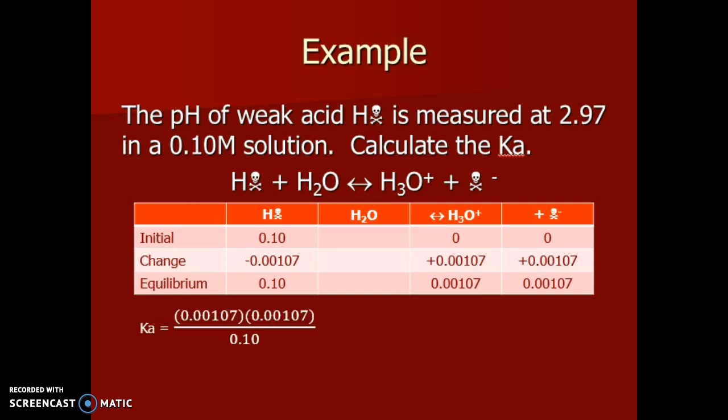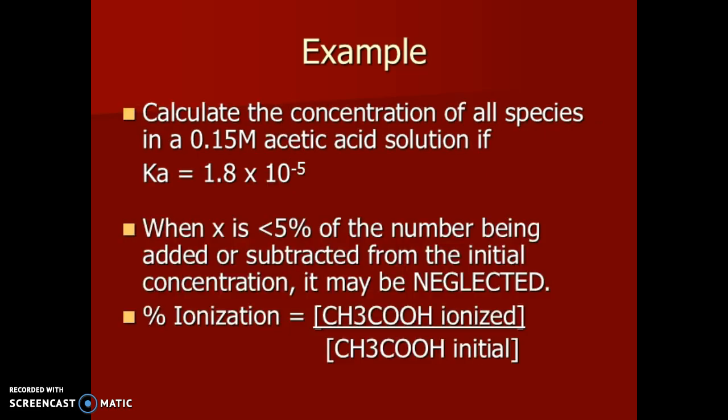So our K value is going to be defined as products divided by reactants. So that's 0.00107 squared divided by 0.1. And we find out that that equals 1.1 times 10 to the negative fifth. Now again, notice that K value, 1 times 10 to the negative fifth, and we were able to ignore the change to the initial concentration, something very important to remember, particularly as we start our next problem here.